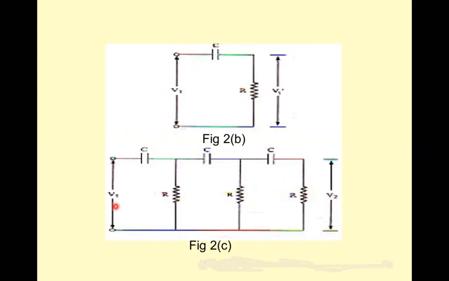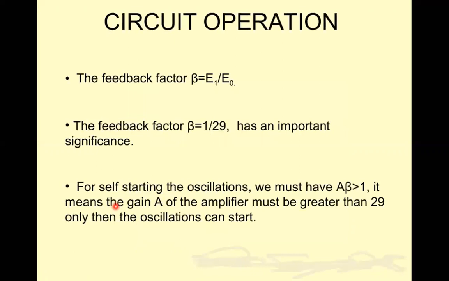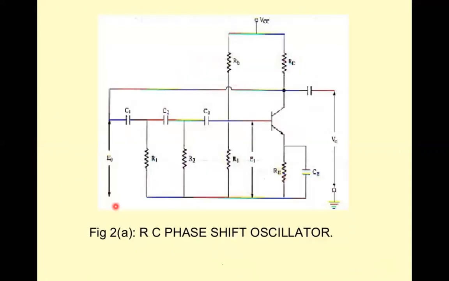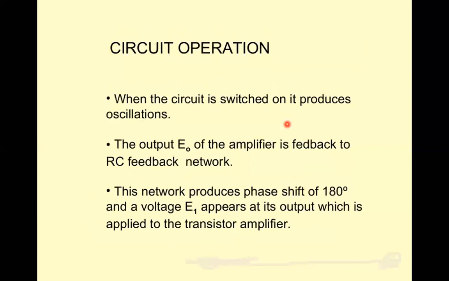Now we have conditions. So what are the conditions? If you see on this particular circuit, a phase shift of 180 degrees is produced by the transistor amplifier. Because of this, we have 180. A further phase shift of 180 degrees is produced by the RC network. As a result, the phase shift around the loop is 360 degrees. Got it? Now we can go to this slide.